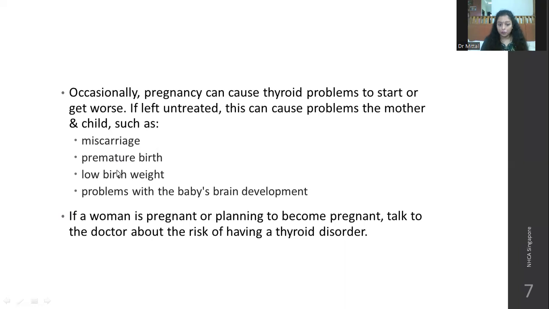The complications include miscarriage, premature birth, preterm babies, low birth weight babies, and problems in the baby's brain development. If the mother is suffering from hypothyroidism, enough thyroid hormones are not present in the mother's bloodstream, and these are required for the fetal brain health and nervous system development. That is the reason why the baby's brain development will be a bit lagging. So these are the complications associated with thyroid problems during pregnancy. If a woman is pregnant, or is planning to become pregnant, she has to talk to the doctor about the risk of having a thyroid disorder.